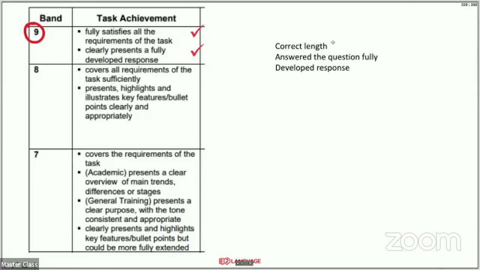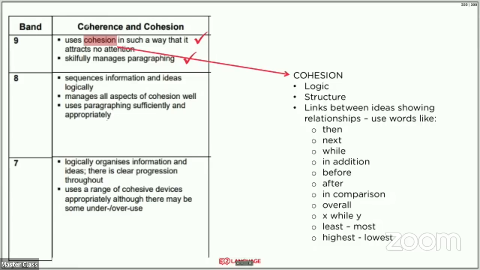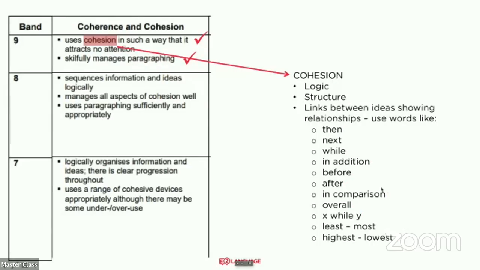What that means is you've written the correct length, 150 words or more. You've answered the question fully. You've described the graph fully, in other words, and it's a fully developed response from beginning to end. That's why we have the summary, the description, and the comparison. Next thing that the IELTS examiners look at is called coherence and cohesion. What this refers to is that you can create good paragraphs, and cohesion means logic, structure, the links between ideas, like then, next, while, in addition, before, after, in comparison, overall, X while Y, least, most, highest, lowest. This is cohesion. So you're also marked on that.